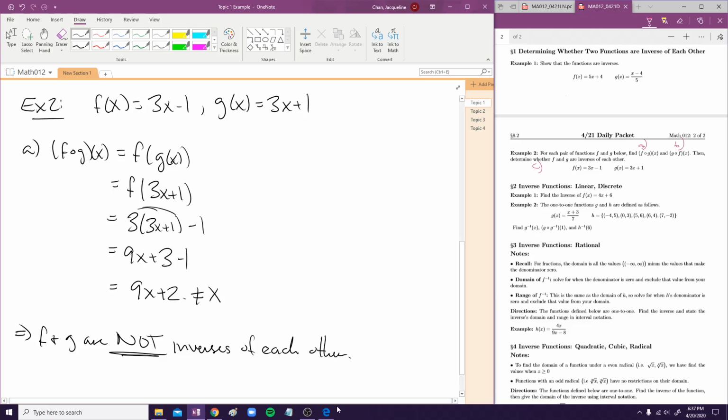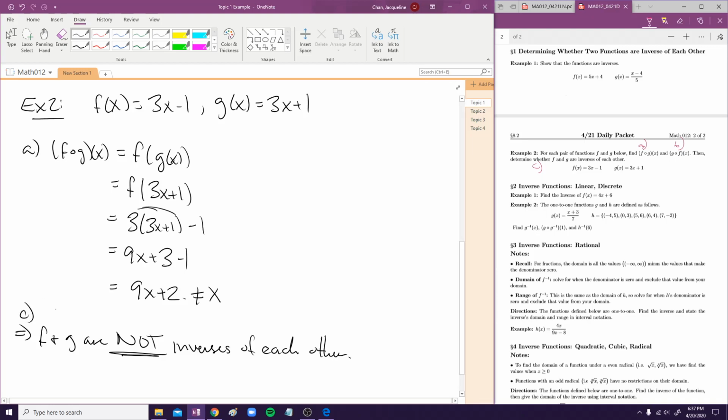So if you were just given determine if these two functions are inverses of each other, you can find one, and if it equals something other than x, you can just automatically say f and g are not inverses of each other. However, if f of g of x did equal x, you still have to find g of f of x, because g of f of x might not equal x. But in our case, so that's C.